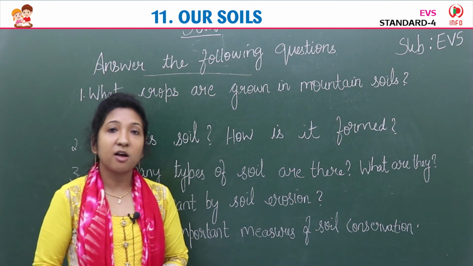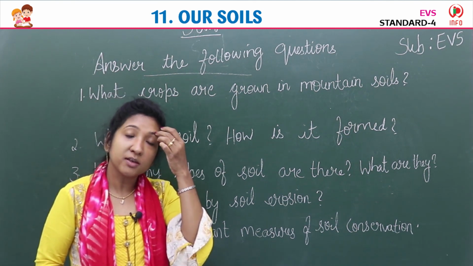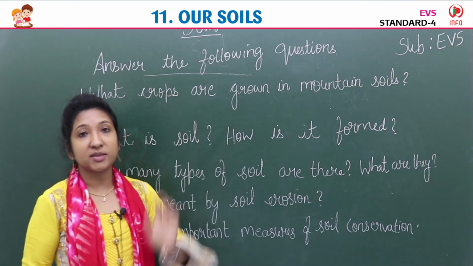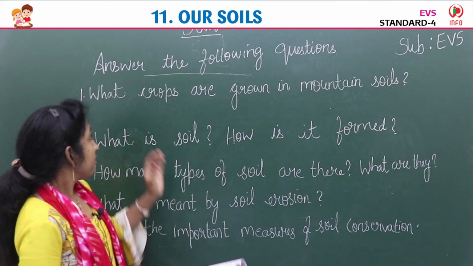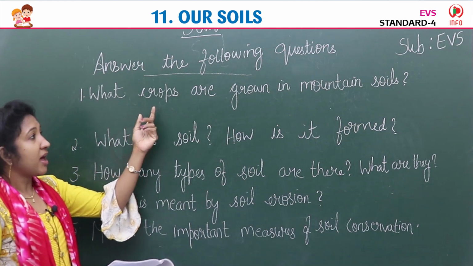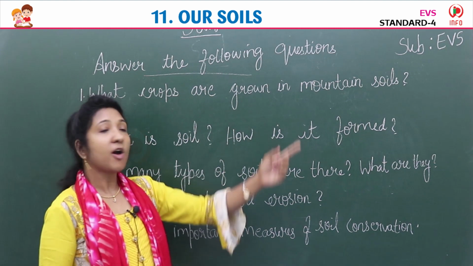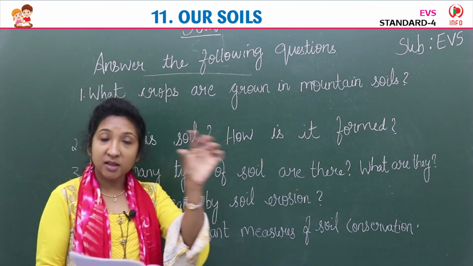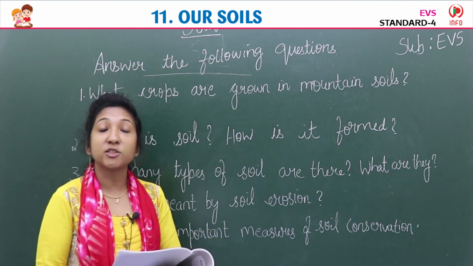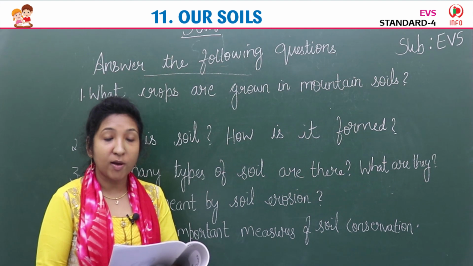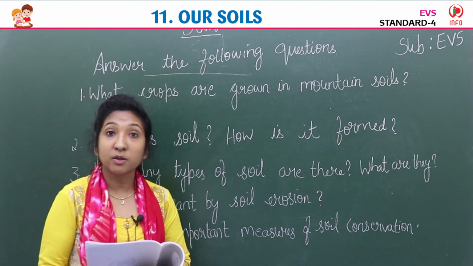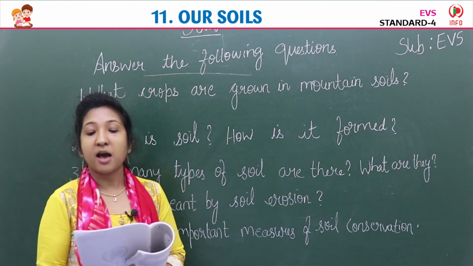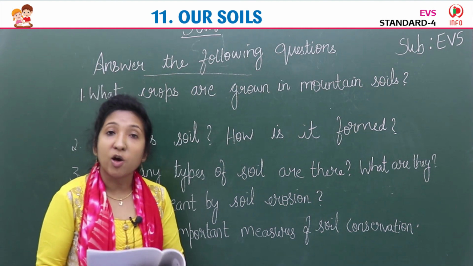Okay children, now our lesson part is over. Coming to the exercise. Answer the following questions. First question: What crops are grown in mountain soils? In your textbook, under the mountain soils heading, you can see what kind of crops are grown in mountain soils. Maize, paddy, wheat, soybean, sugarcane and fruits are grown in mountain soils.